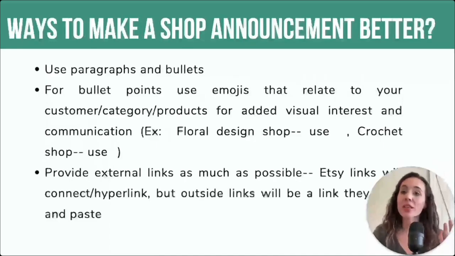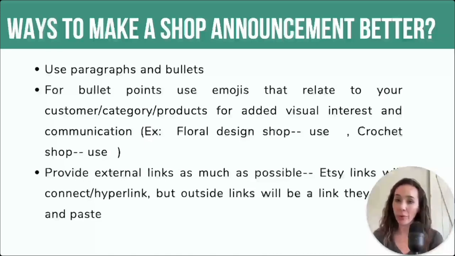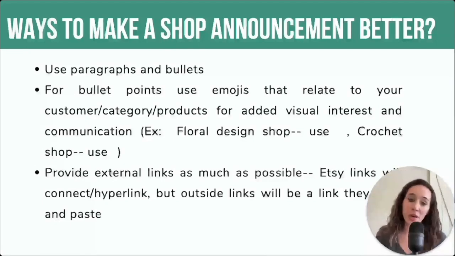So what are some ways to make your shop announcement better? Maybe you have a shop announcement. We are going to use paragraphs and bullet points. For bullet points, it looks really great if you use some kind of emojis that relate to your customer, category, or products for added visual interest and communication. So if you have a floral design shop, use the little flower one. If you have a crochet shop, you can use a ball of yarn. There are so many emojis. Just keep it simple. You could even just put a star or something that is some kind of color that breaks up the text a little bit and adds a little bit of visual interest to make it easier to read, especially on a phone.